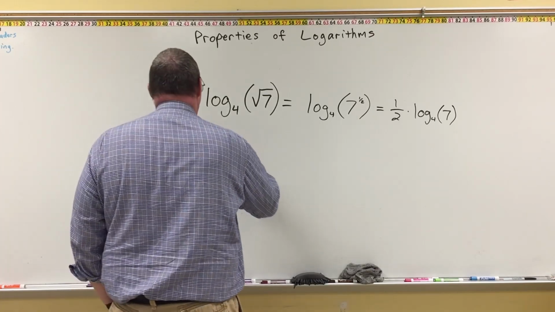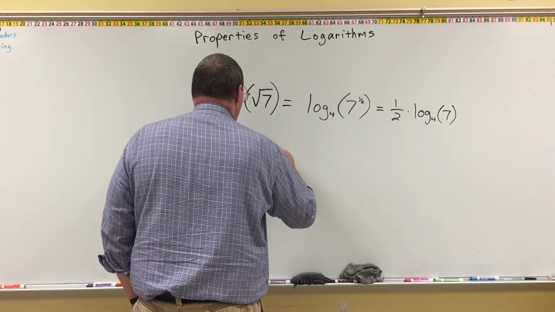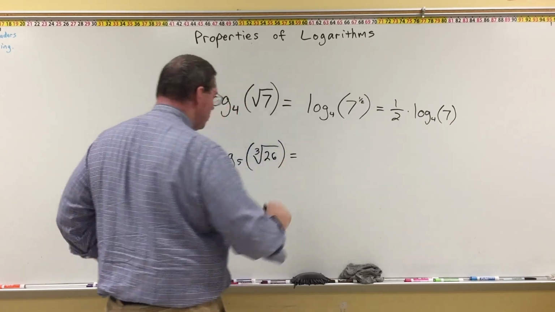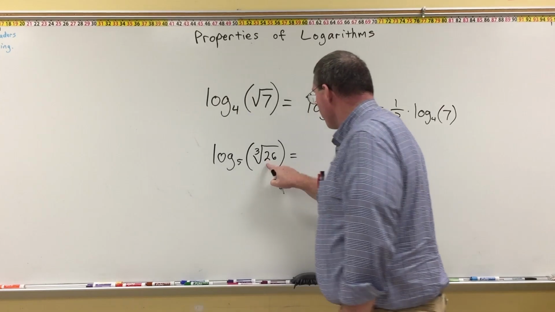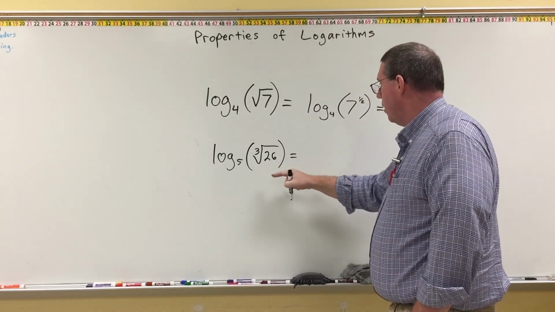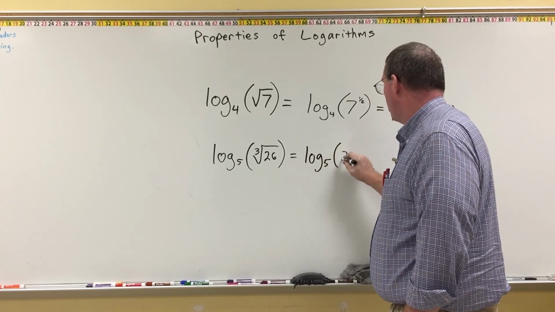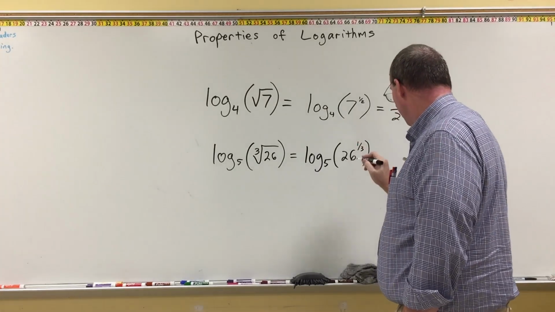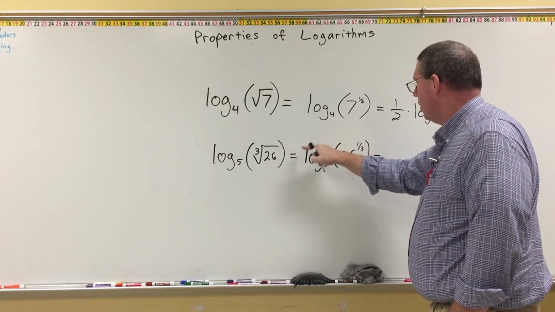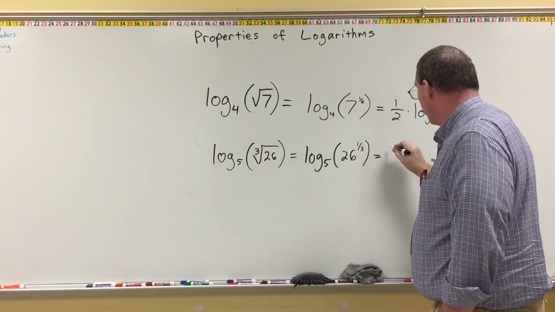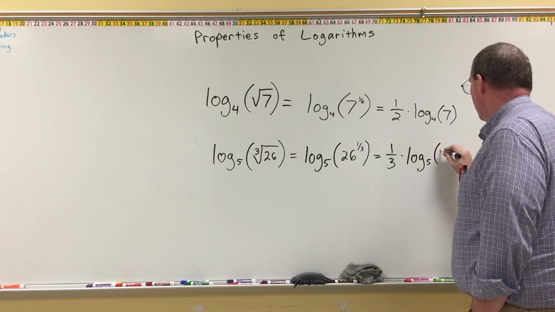So let's try another one. What if we had log base 5 of the cube root of 26, okay? Why don't you try this one on your own? Pause the video, okay? Okay, so we're first going to change the radical form into the exponential form that has a rational exponent. So we're going to go to log base 5 of 26 to the 1/3 power, okay? And we're getting some experience with these rational exponents. That's good too. And then now we're going to move the exponent to the front of the logarithm as multiplication. That's 1/3. So we're going to move 1/3 times log base 5 of 26.